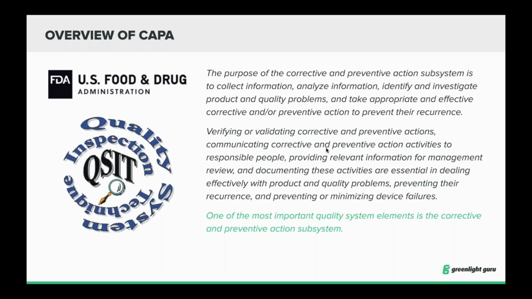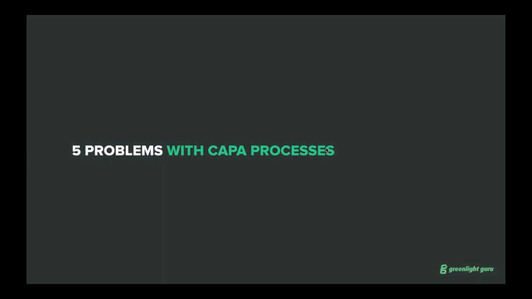So it's important to really think about or understand how regulators are looking at CAPA with respect to your overall business and your overall quality management systems. So let's dive into some of the 5 biggest challenges or problems that exist with respect to CAPA.